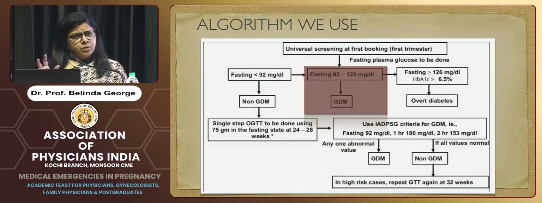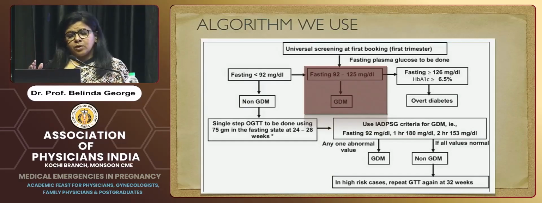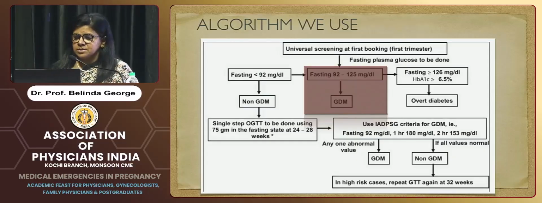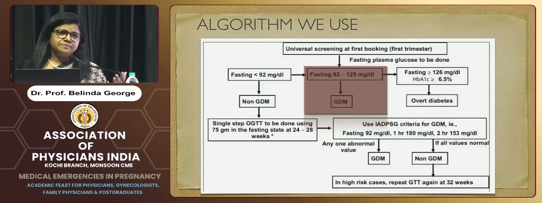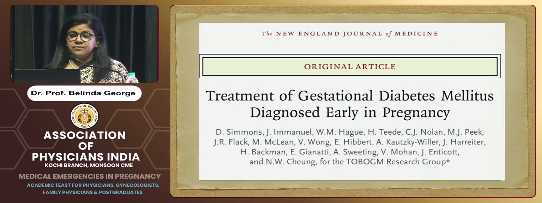The last group, where the fasting is not completely normal, is between 92 to 125. Currently, we call this early gestational diabetes. That is the term we have used for this group, and we actually treat them as gestational diabetes. We keep them on close follow-up and start giving lifestyle changes followed by pharmacological intervention if necessary.